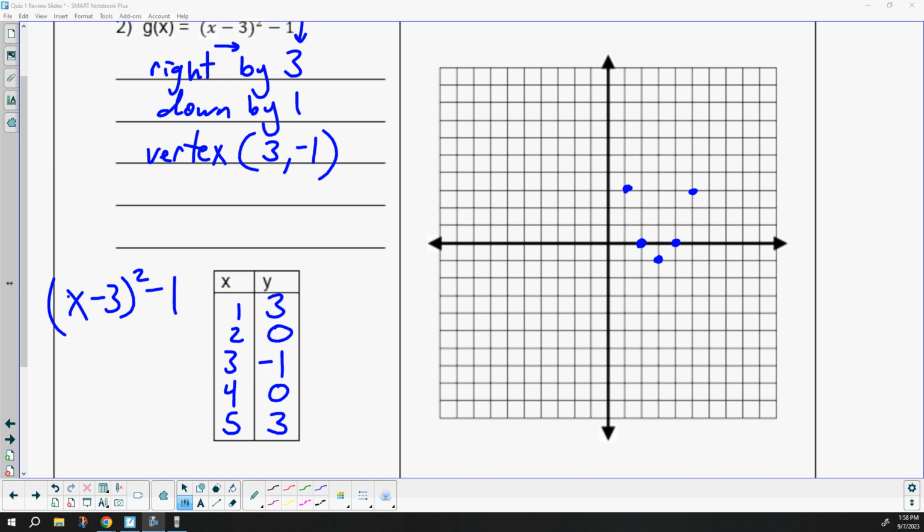All right. And then connect your dots. Boom.